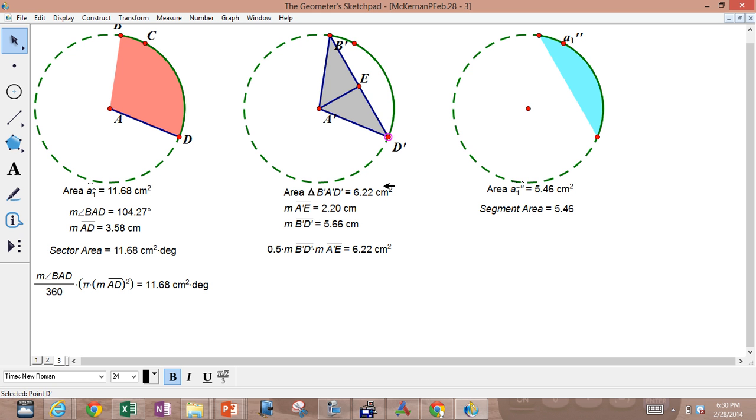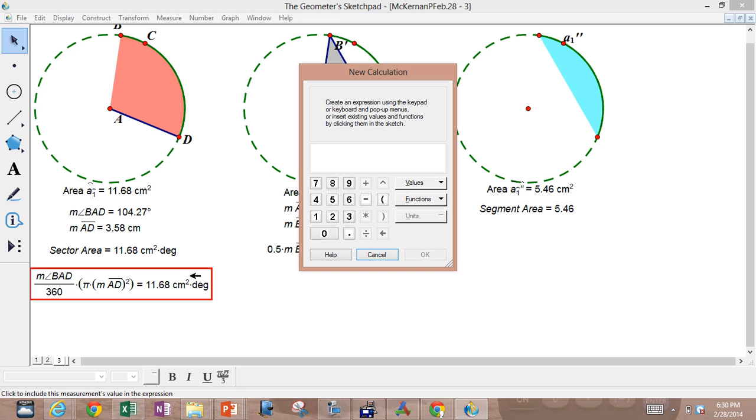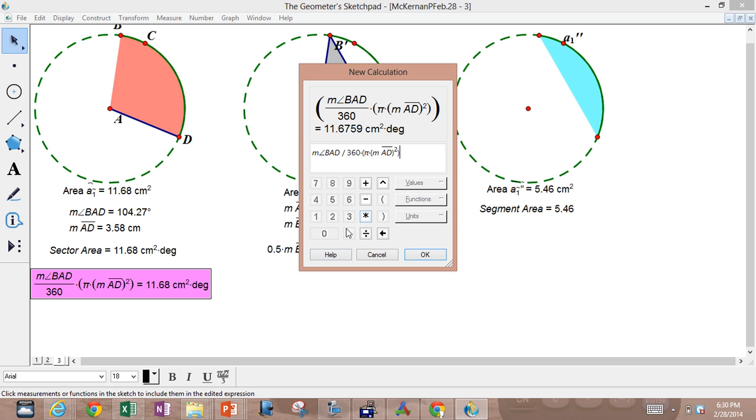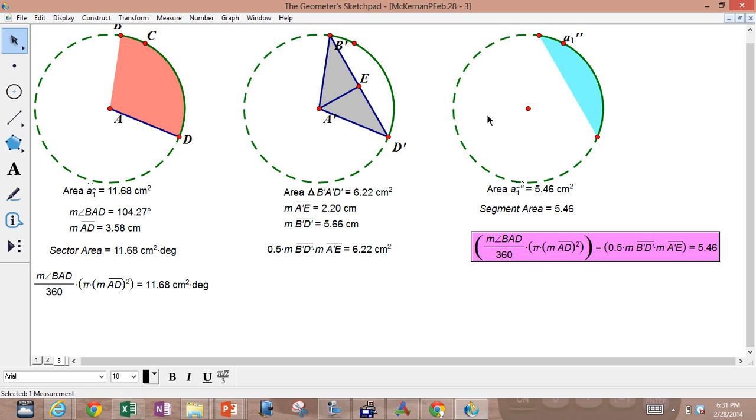Finally, we reasoned that if we subtracted the triangle area from the sector area, that would give us this. Sketchpad figured this area out, the segment area, 546, and we lastly showed by calculating that the sector area minus the area of the triangle is equal to that same exact area of the segment. And there you have it. So in order to find the area of the segment, we must first find the area of the sector and subtract out the triangle.